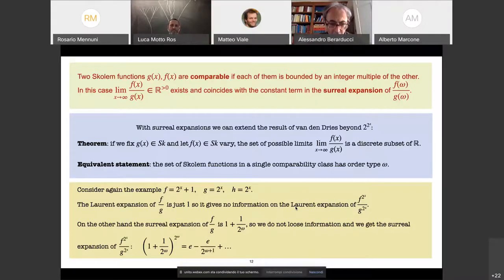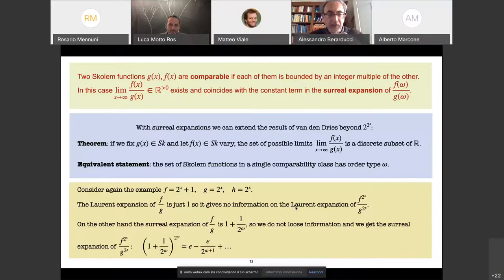So once you have f over g, you can raise everything to the power 2 to the x, and you get the expansion of the other guy. So 1 plus 1 over 2 to the omega, raised to the power 2 to the omega, is e minus some extra terms, and you can compute a few terms if you want, and so the limit is therefore e, right? So this is the method. We can compute these limits just by doing surreal expansions.